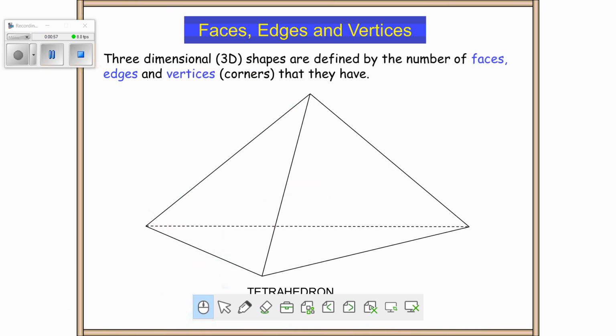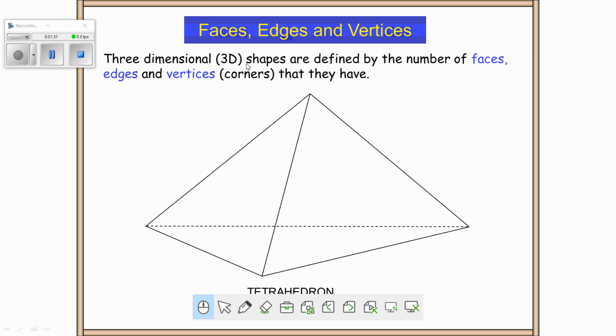In the beginning, let's start with this shape. Can you tell me or can you remember what shape this is? Pyramid. Yes, this is correct. This is a pyramid. To know more about the pyramid, we have to know more about the 3D shapes. And if you want to know more about the 3D shapes, you have to know more about the faces, edges, and vertices.